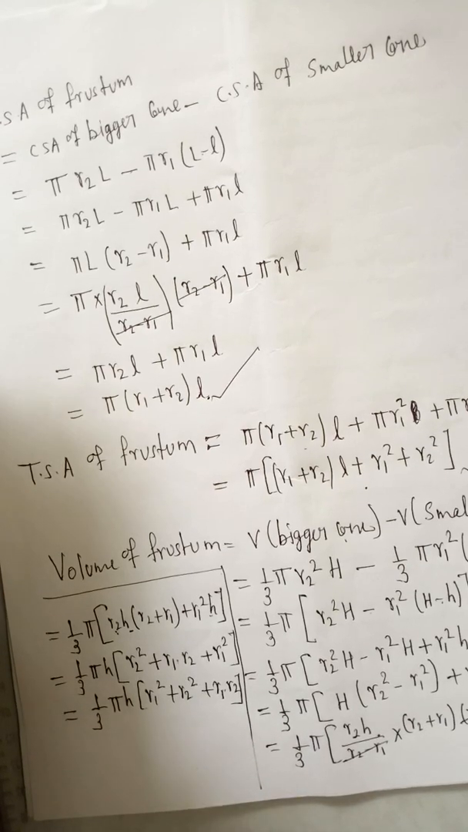So friends, this is a very important derivation, right? C.S.A of frustum of a cone and volume of a frustum of a cone. This is very useful in 10th standard, in CBSE. And these are the derivations from the optional exercise of the surface area and volume chapter in NCERT. Hope you have understood, right?